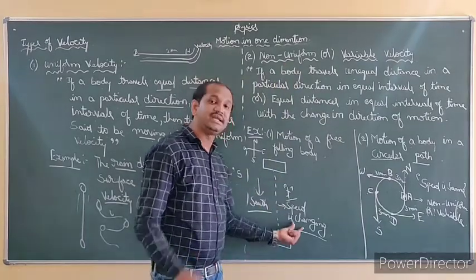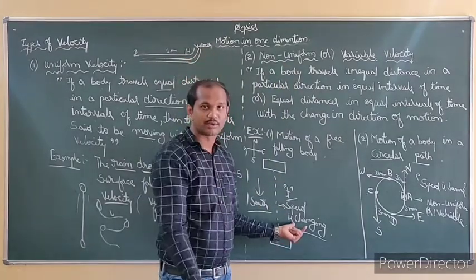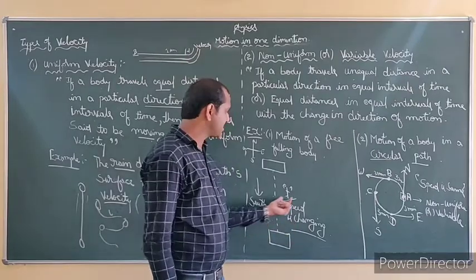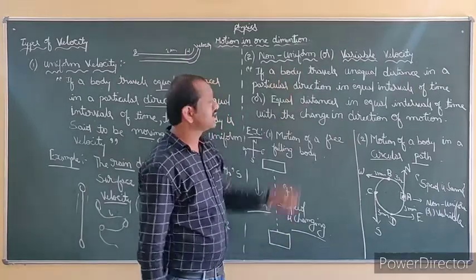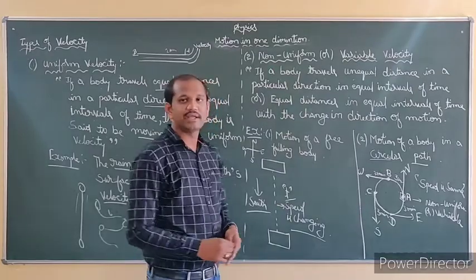In this case, the velocity is changing at every moment. A free-falling body, its direction remains the same and time remains the same, but the speed changes, hence it comes under non-uniform or variable velocity.